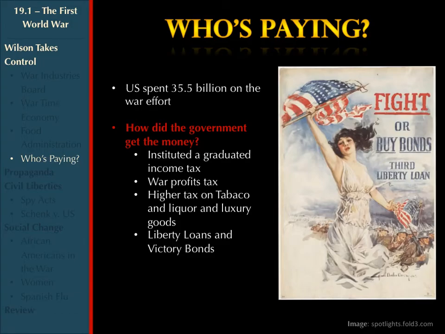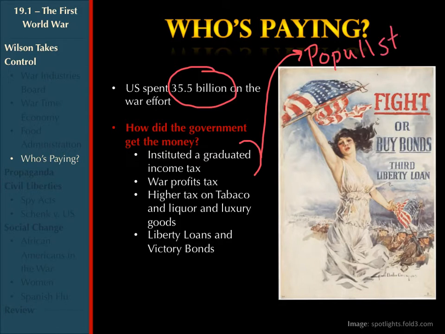So then who's paying for all these different things? Well, the US government spent a total of $35.5 billion on the entire war effort. And the government got the money from a graduated income tax, where the more money you made, the more taxes you paid. And remember, this idea came from our friends, the populists, as something that they wanted to instill but never did. The government also instituted a war profits tax. There were higher taxes on tobacco, liquor, and luxury goods because at this time anything you didn't need to get by was seen as a luxury, and you didn't really have time for that in the war effort, nor was there enough money to go around.